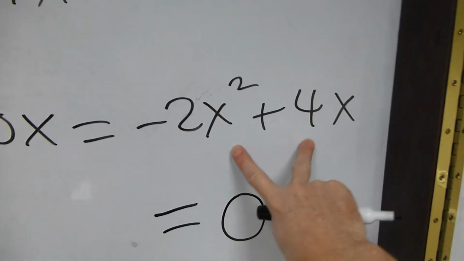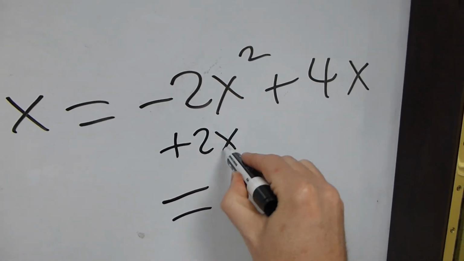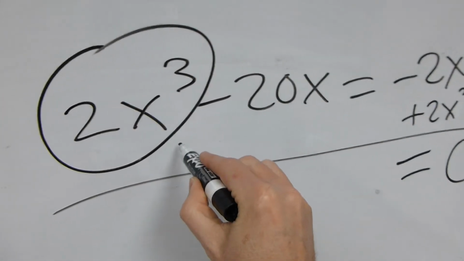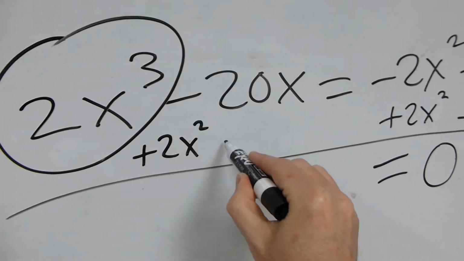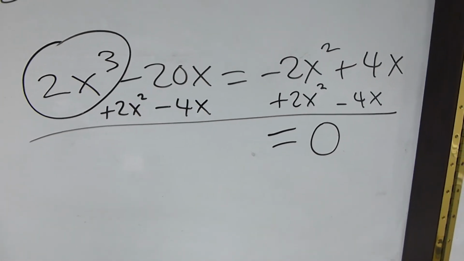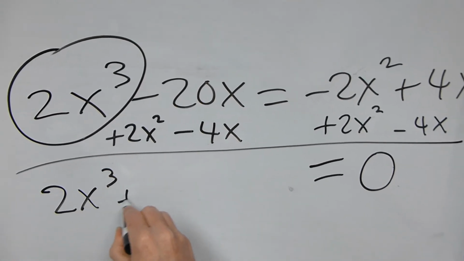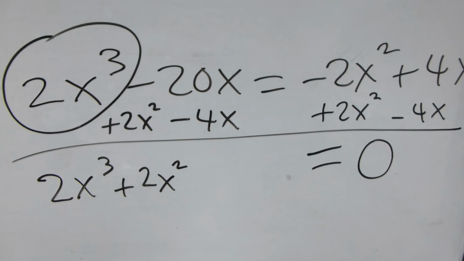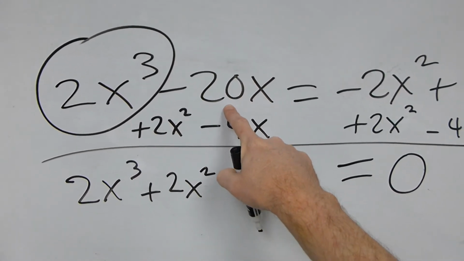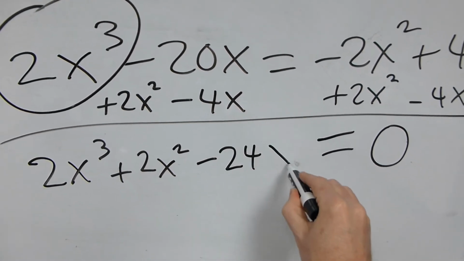Take these two, swing them over to the other side by adding 2x squared and subtracting 4x. Or if you don't want to write this middle step on both sides, remember you don't have to anymore. All right? So if we do this, we'll get 2x cubed plus 2x squared, and then I lost 20 potatoes, and then I lost four more potatoes. I just lost 24 potatoes.